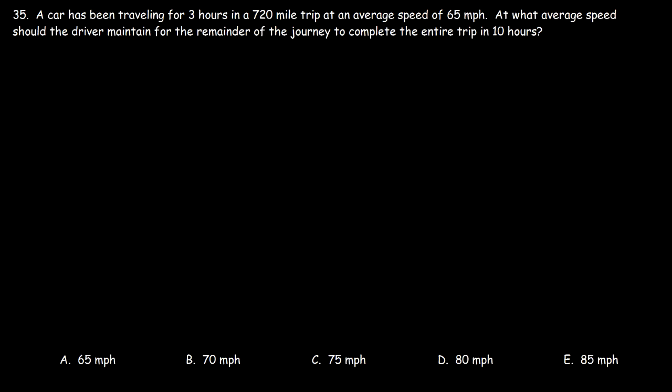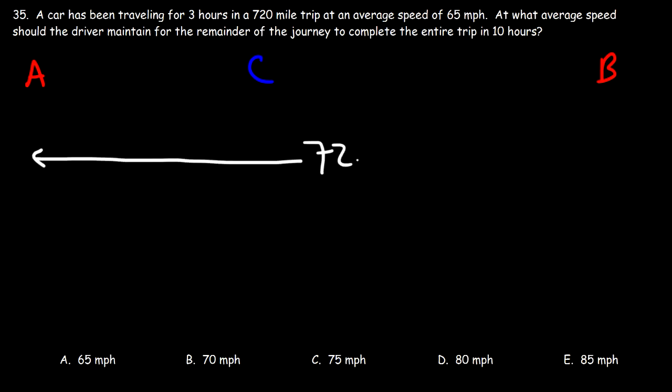So let's say the driver wants to travel from point A to point B. Now we need to realize that this problem has to be broken into 2 parts. So let's say in the first part, he needs to travel from point A to point C. And in the second part, he goes from point C to point B. Now, we know that the total distance for the entire trip is 720 miles. So that's the distance between point A and B.